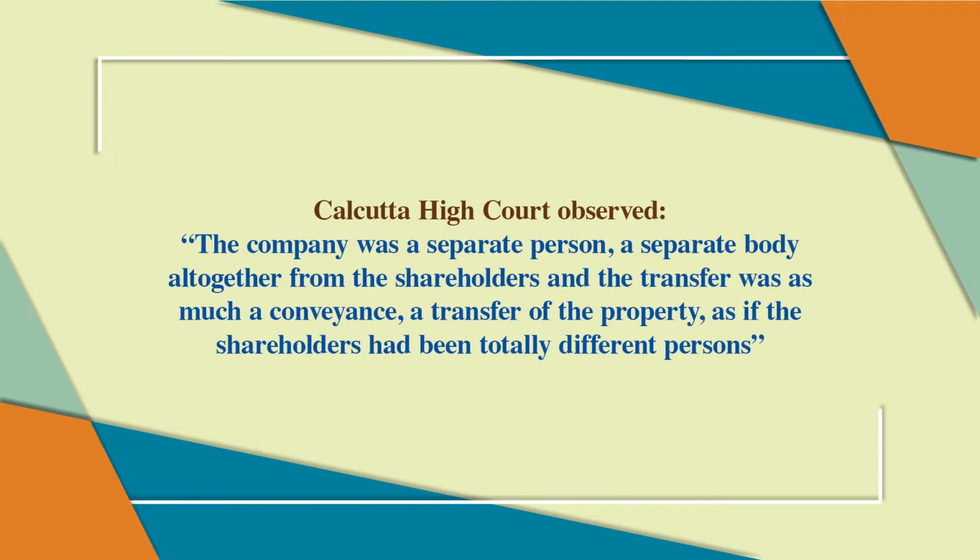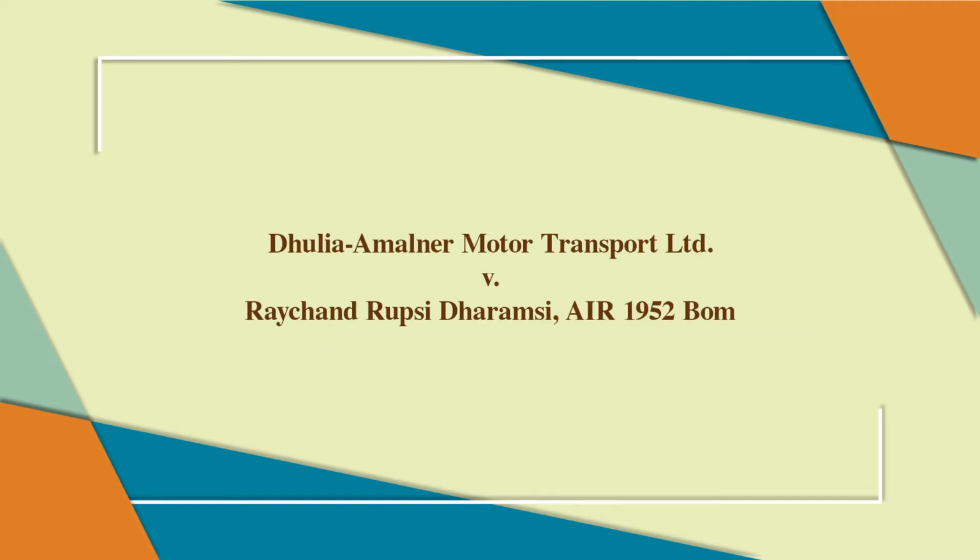In Dhulia Amalner Motor Transport Limited versus Raichand Rupsi Dharmasi, a partnership firm, Dhulia Amalner Motor Owners Union, carried on the business of plying buses. After having worked for some time, some of the partners of the firm formed a private limited company, that is Dhulia Amalner Motor Transport Limited. The partners of the firm who formed the company sold to the company their own buses, which were heretofore being used by the firm.